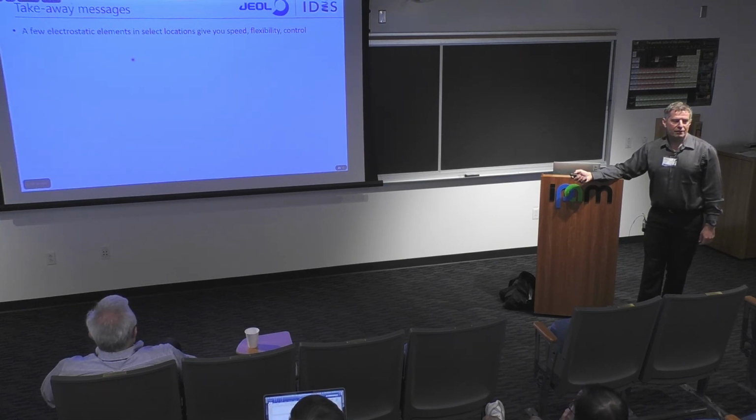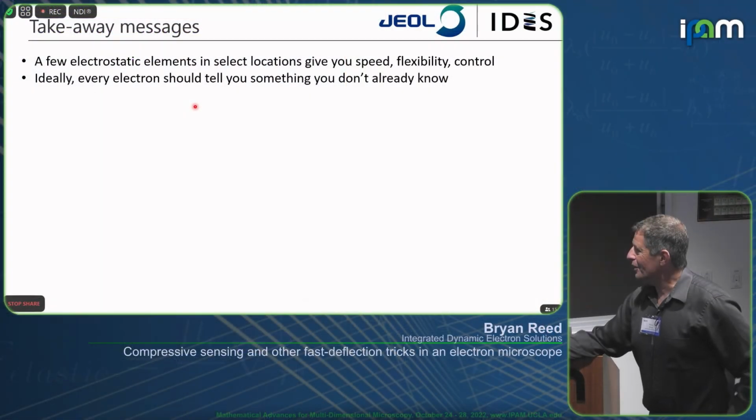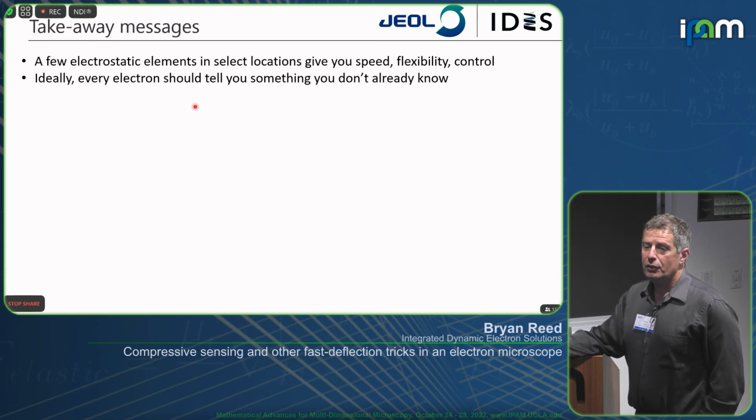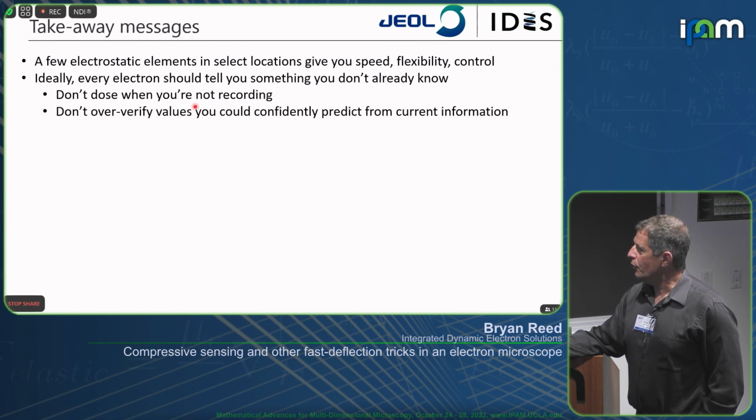So finally, the takeaway message is that a few electrostatic elements in select locations give you speed, flexibility, and control. And there's clever stuff you can do with them. I call them clever tricks. I think that's a lot of fun. Ideally, every electron should tell you something you don't already know. Otherwise, why are you using it, right? Don't dose when you're not recording. Don't over-verify values you could confidently predict from current information.